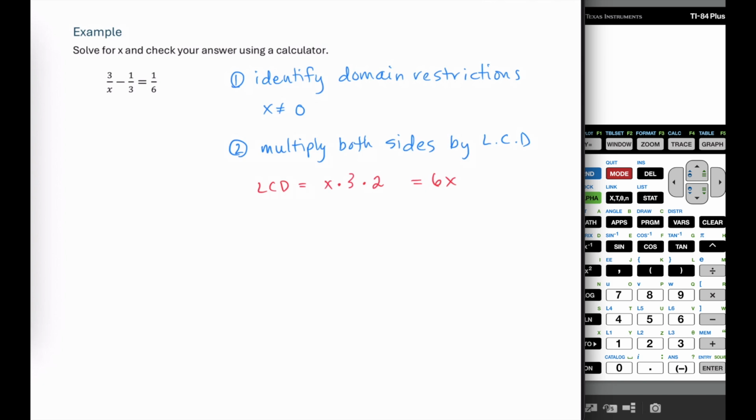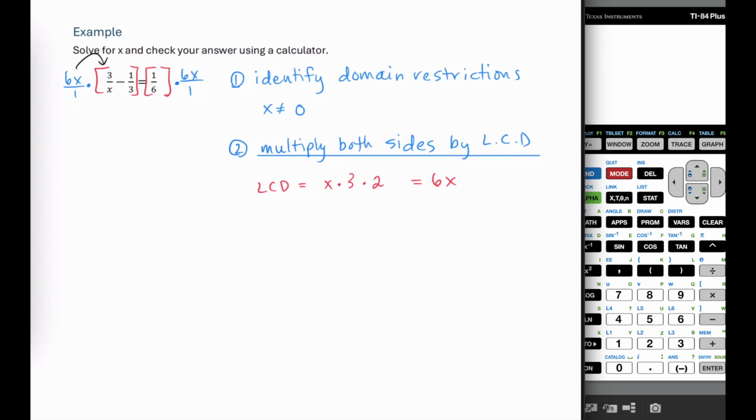Now we want to use this LCD and multiply both sides of the equation by it. When we have a two-sided equation, we can do anything we want to both sides of the equation, and if we choose to multiply both sides of the equation by the LCD over 1, we still have two things that are equal to each other, but the benefit of doing this is that it will eliminate the fractions, making our computation quite a bit easier.